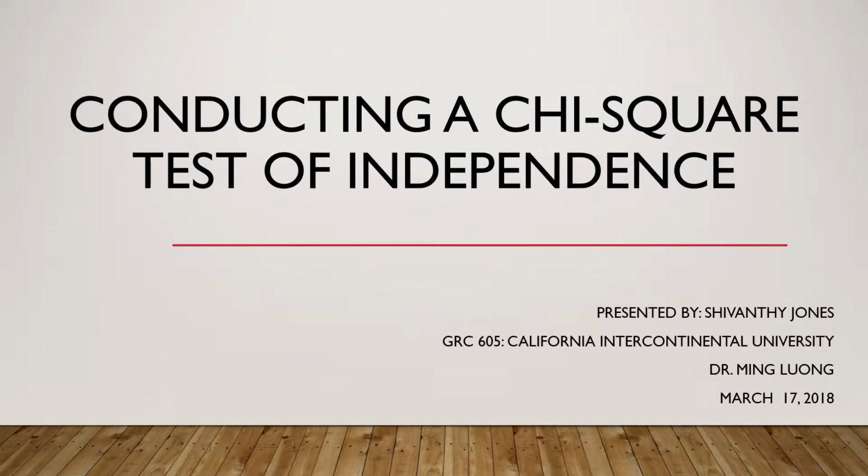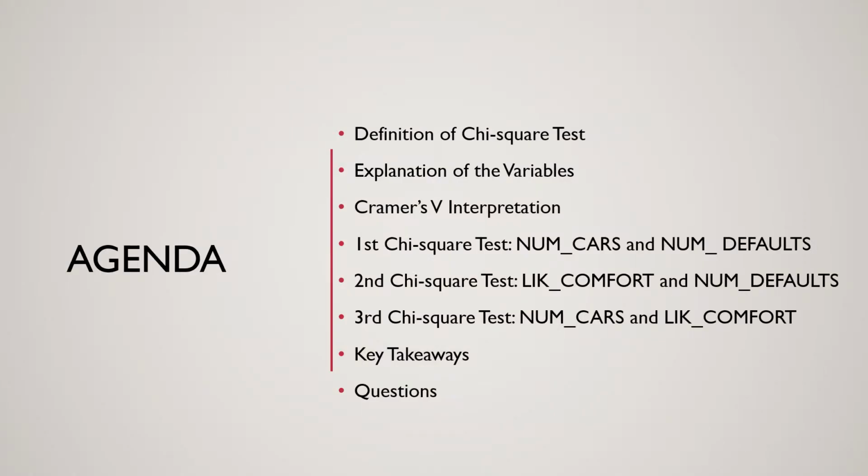Hello everyone, my name is Shivanti Jones, and this presentation is on conducting a chi-square test of independence for GRC 605. We will start off by defining the chi-square test, then move on to explaining the variables and Cramer's V interpretation. Then we will take a look at the three hypothesis tests that we have performed. We will then end with the key takeaways and questions.